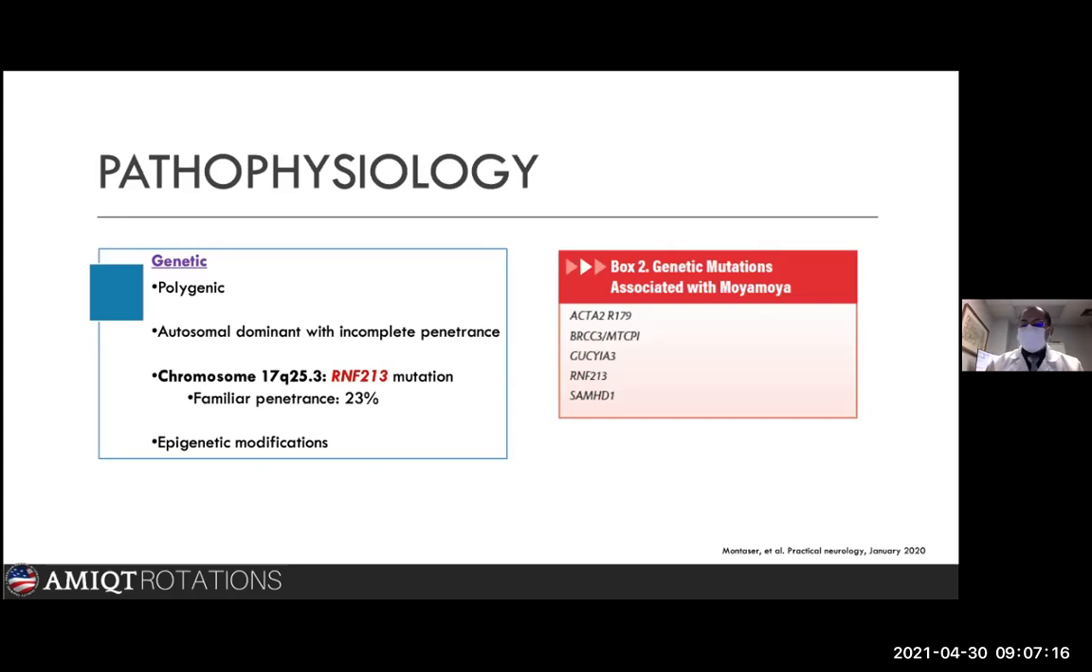The most frequent one is the RNF213 mutation, which is present in chromosome 17. It is the most frequent one in East Asian population, and it has been observed that it has a low familial penetrance of only 23%. And this low penetrance has been associated with some epigenetic modifications that might be required in order for the condition to start to develop.